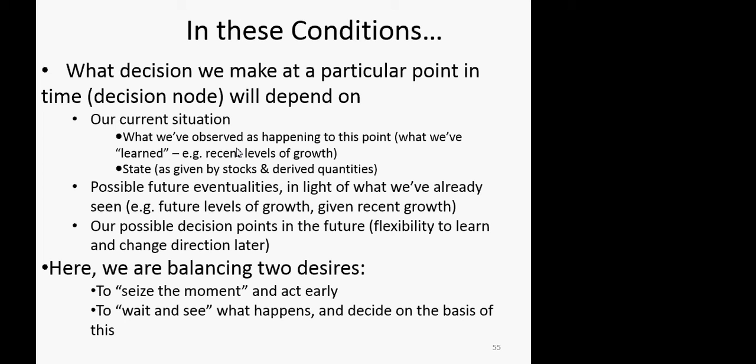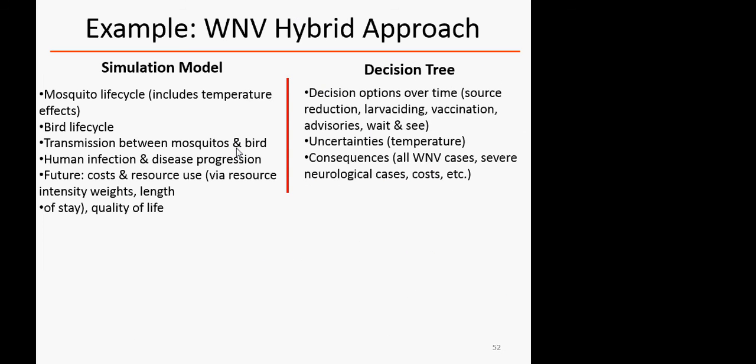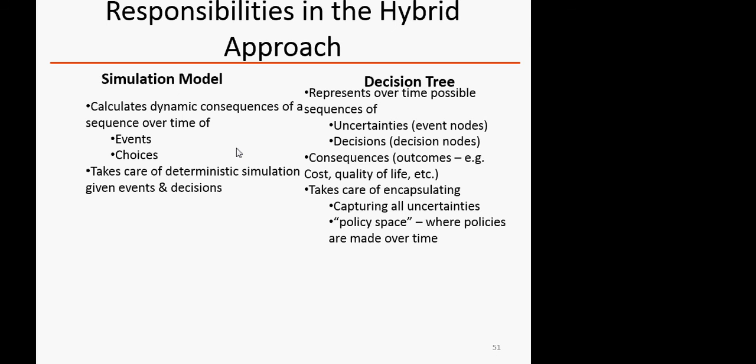Okay. So I said early on that here we're balancing two desires: to act early, simulate an intervention early and gain all of its effects, and then to wait and see, where you just hold off making a choice until the situation is clear. So simulation models and decision trees can work together very, very well.